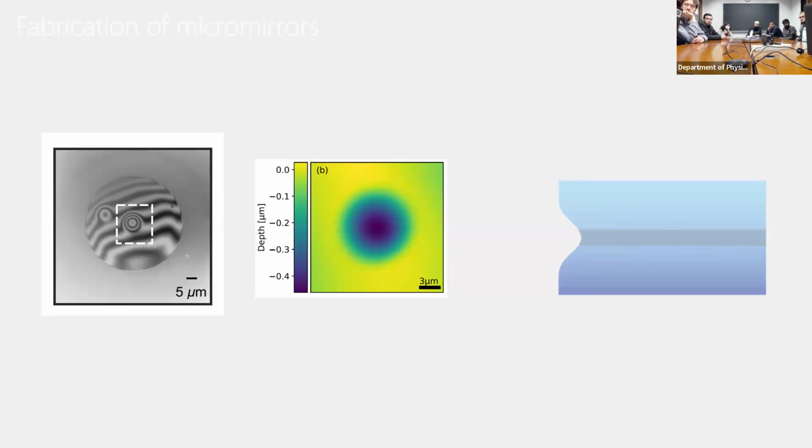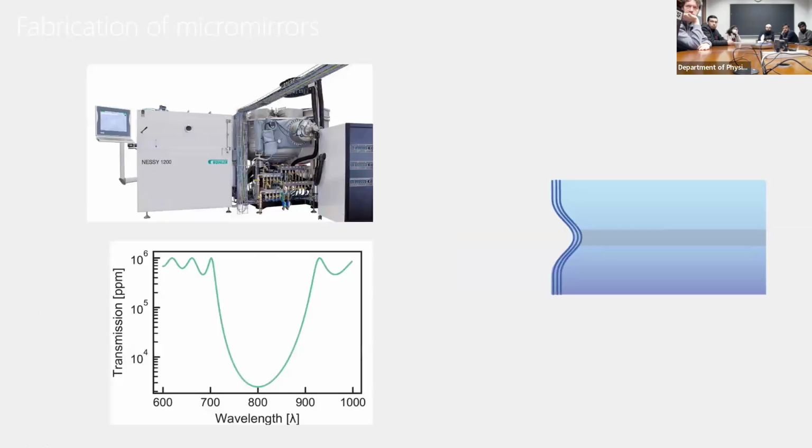And you want to try to ablate or evaporate away such that the minimum of this concavity is actually at the core, so that when you send light in through, you should be able to couple it into the cavity. And then in the end, the last step is to apply a highly reflective coating to make it into a mirror.